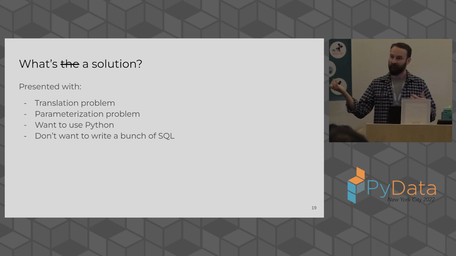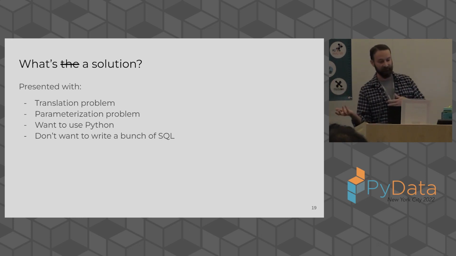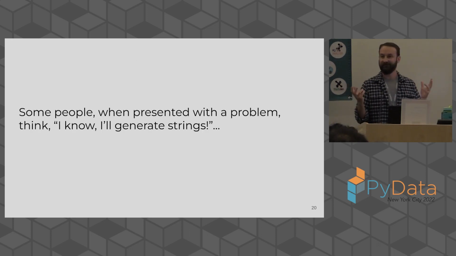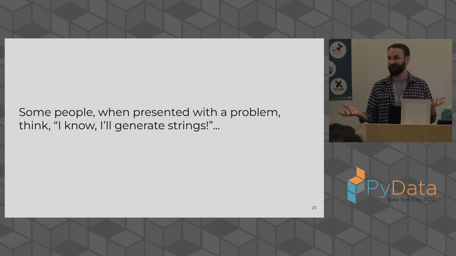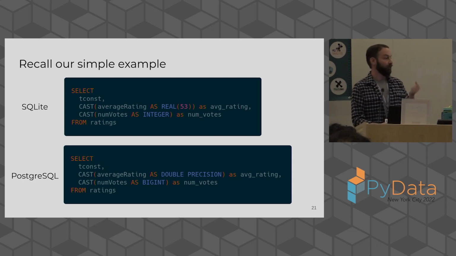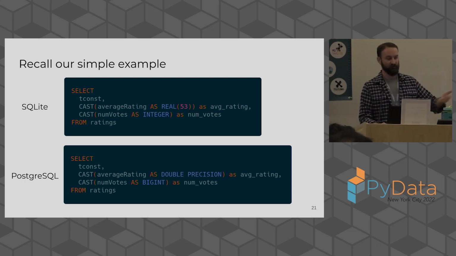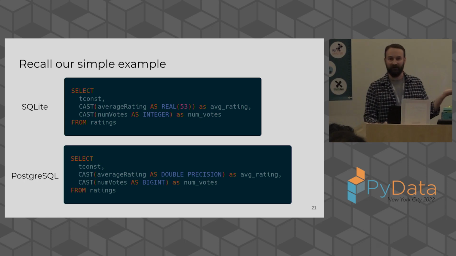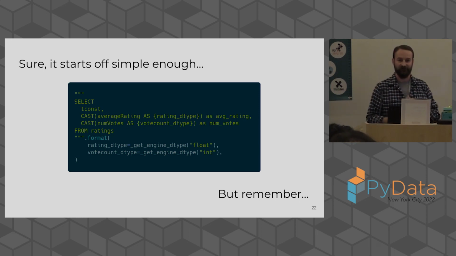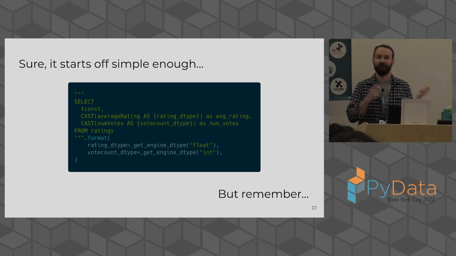Presented with a translation problem and a parameterization problem, we want to use Python, and we don't want to write a bunch of SQL. Some people will say, I know, I'll generate strings. We've all done this. We can forgive ourselves. So let's recall this simple example. We're gonna string SQLify this, right? All we need to do is pick up a couple of format fields. Maybe we write a small mapping or a little helper function, look at what engine we're using. When I say float, what I mean is real, or double precision or what have you.